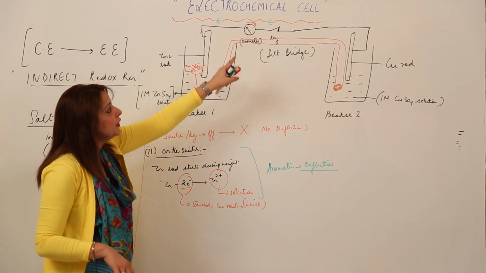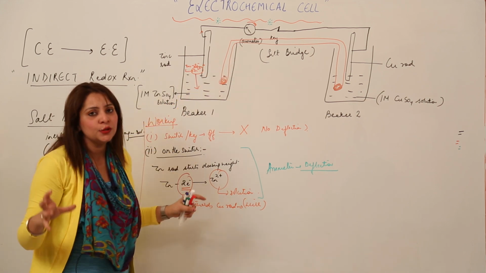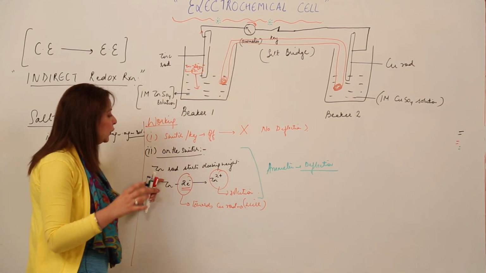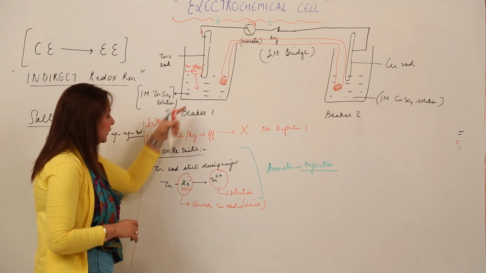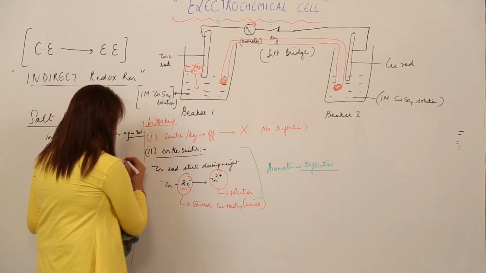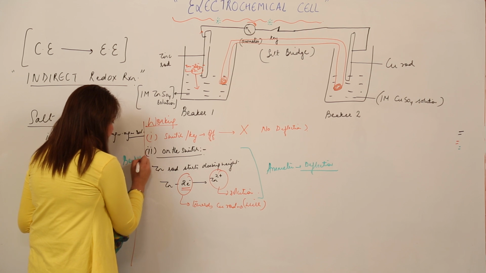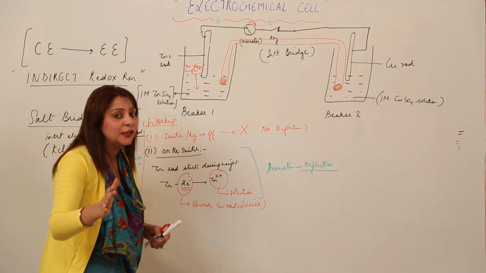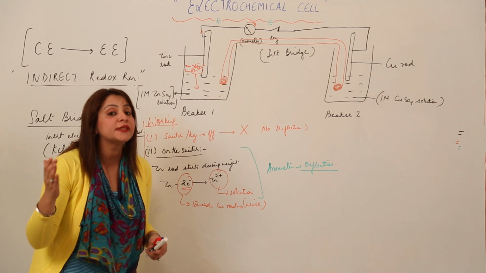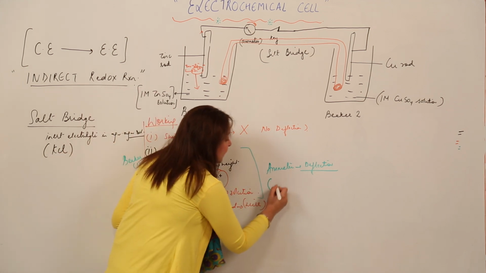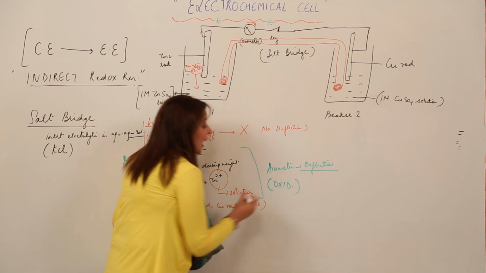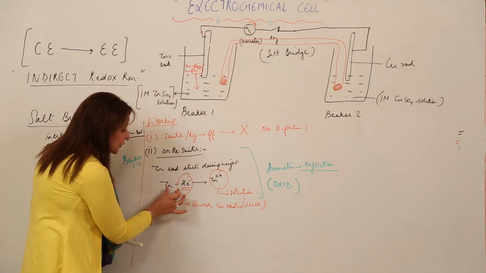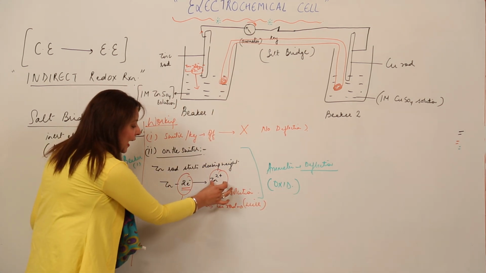But when we switch on, we make the complete connections, and what we get to see is that in beaker 1, the zinc rod starts losing weight. Why is it losing weight? Because zinc has a tendency to lose electrons. So it is undergoing oxidation and it is losing electrons. You can see it is losing 2 electrons and forming zinc ions.